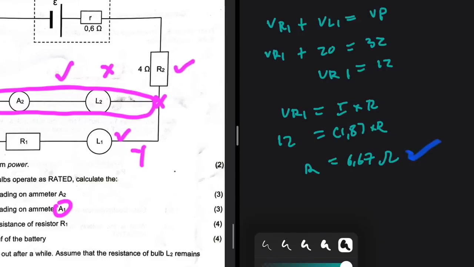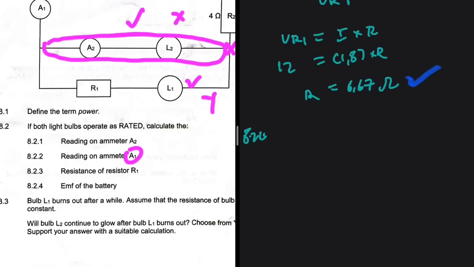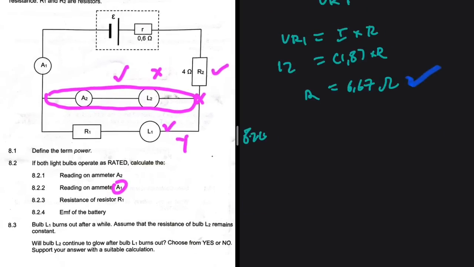And then 8.2.4, we are looking for the EMF. So we should be able to calculate the EMF directly because we have everything else but the EMF. EMF is what we're interested in. Internal resistance, we have that. Total current, we have that. External resistance, do we have that? That's what we need to calculate, right?